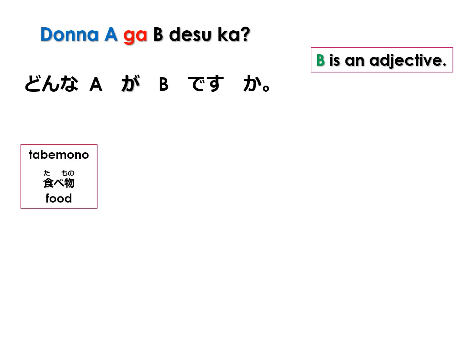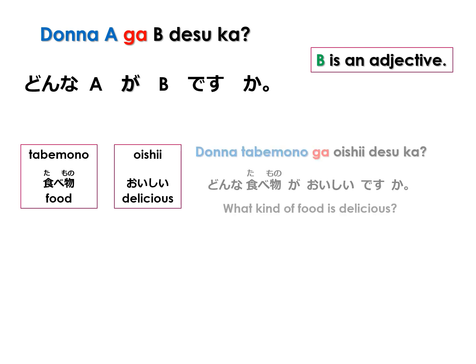Food is tabemono. And delicious is oishii. If someone asks you, what kind of food is delicious? They'd say, Donna tabemono ga oishii desu ka?